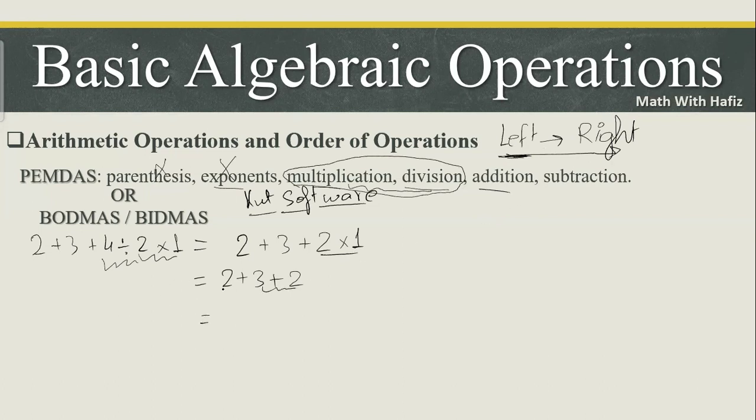So I will be adding first 2 with 3. So we will have 5 plus 2 and we will have 7. By the way, if you are going to study calculus, it will be pretty easy for you, or you might be saying, no, I can do it in the first step, like I can divide first and multiply with 1, then I add with 3.